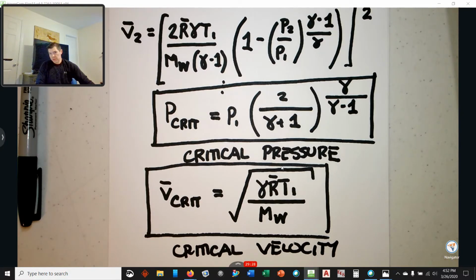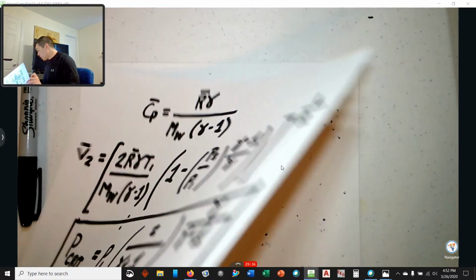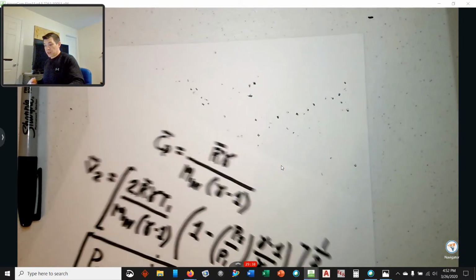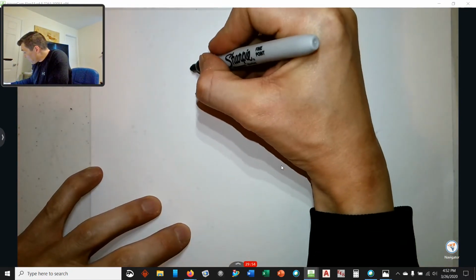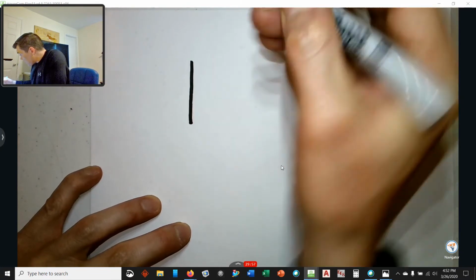But we know we do exceed the speed of sound. So what we need to create is something we call a de Laval nozzle. I'm running out of paper here, let me grab another sheet of paper. We need to create something that looks a lot like a Venturi meter. So let's draw this in 2D.